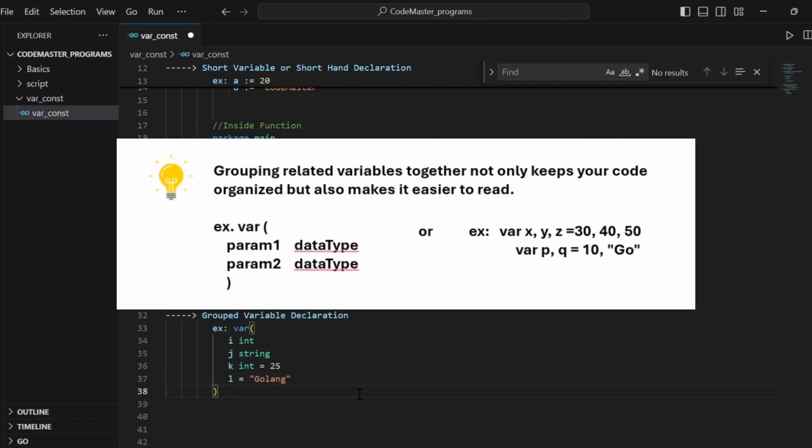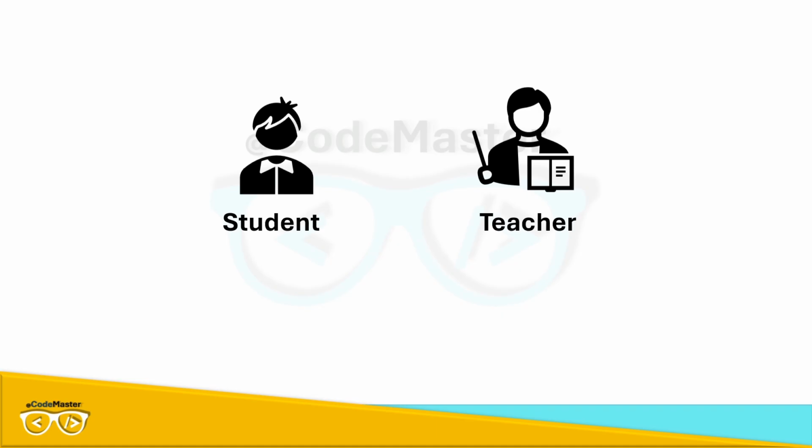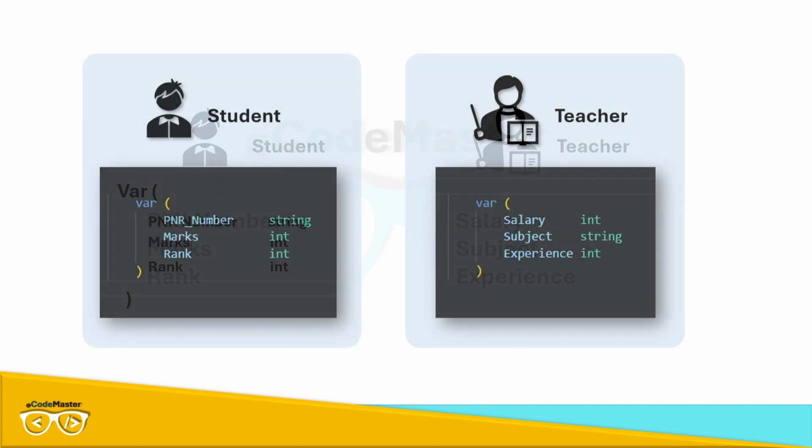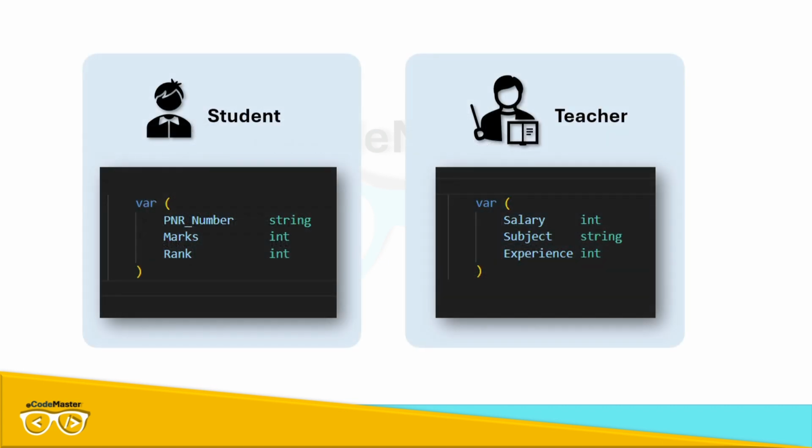Tip: organize related variables. Think of scenarios like student and teacher data. For students, variables like marks, roll number, and age would be grouped together, while for teachers, you'd have salary, subject, and experience. Grouping variables by context can make your code more structured and logical. And the teacher's parameters in another bracket. Maybe you understood this. If not, please go back and listen one more time. I know my students are clever. Now let's move on to the next type.